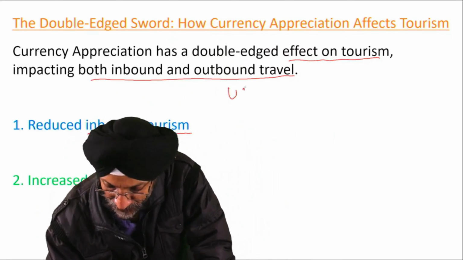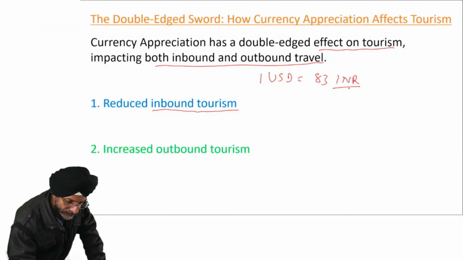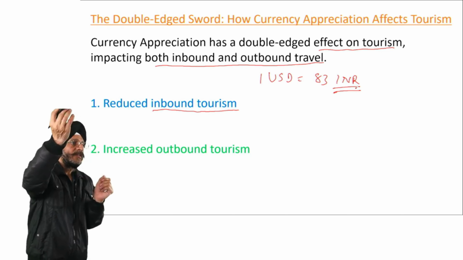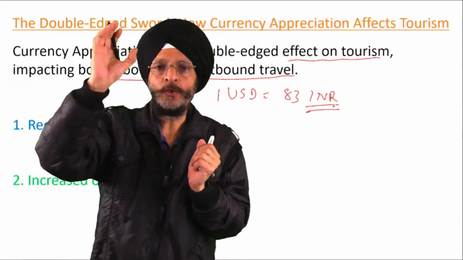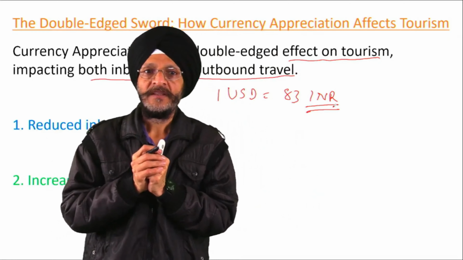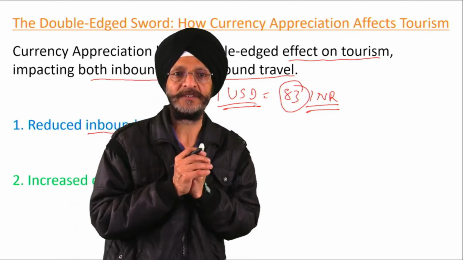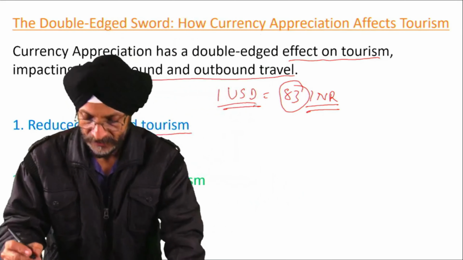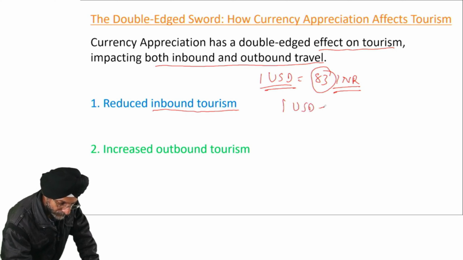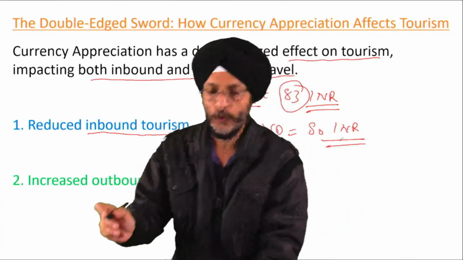Suppose $1 is equal to 83 INR. INR is the Indian rupee. We are living in India. We are taking the example of the USA and India. Suppose people from the USA, or tourists from the USA, are visiting India. So at present, if they visit India, they will get 83 in exchange for $1. Suppose the currency of India appreciates. Now the value of the Indian rupee has appreciated and $1 is equal to 80 Indian rupees.